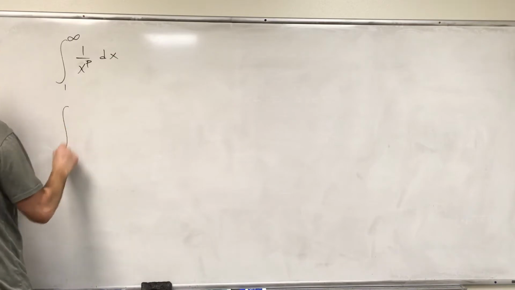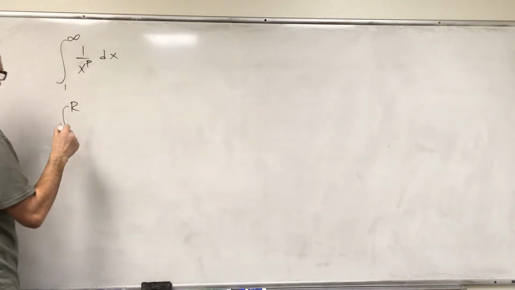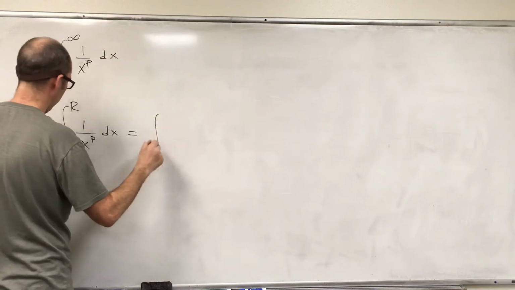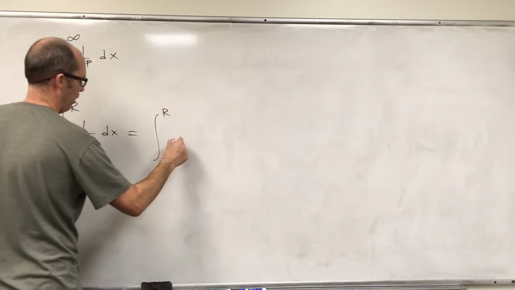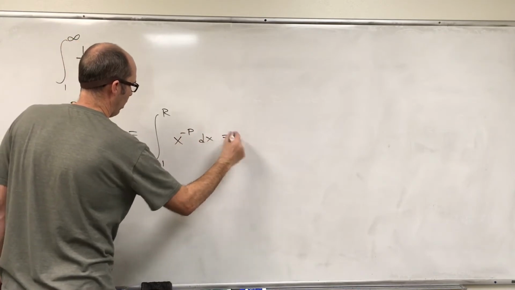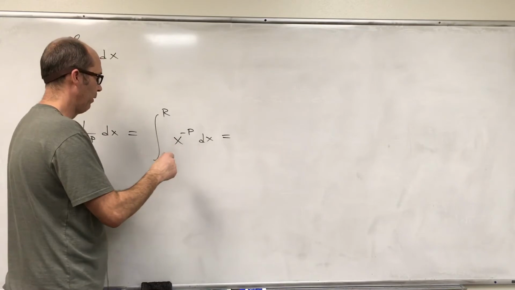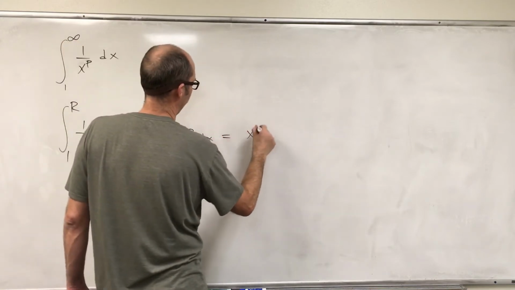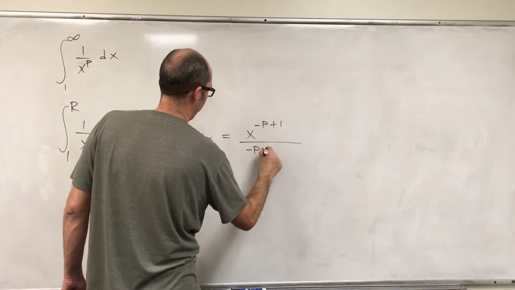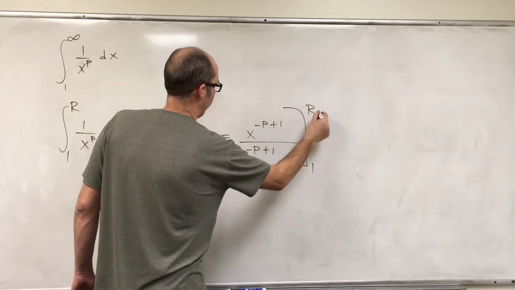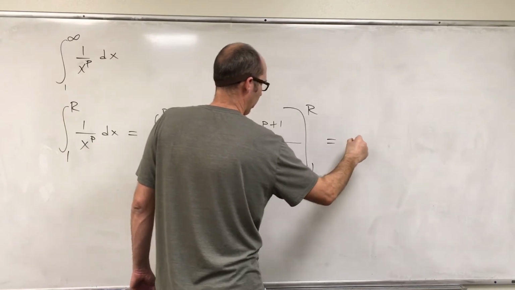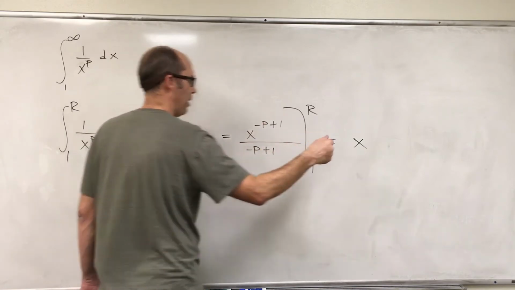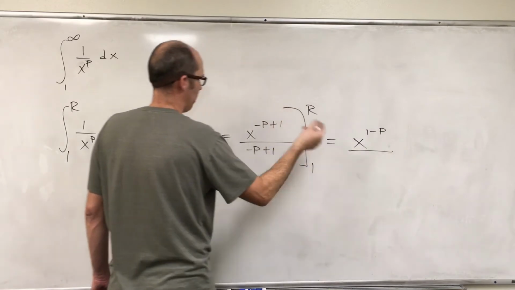All right, so remember, we'll look at the improper integral. Remember, for antiderivatives, power rule, when you have x raised to a power, you add 1, divide by that amount. So we have x to the negative p plus 1, going from 1 to r. Just to look a little nicer, I'll get some style points: negative p plus 1 is 1 minus p.